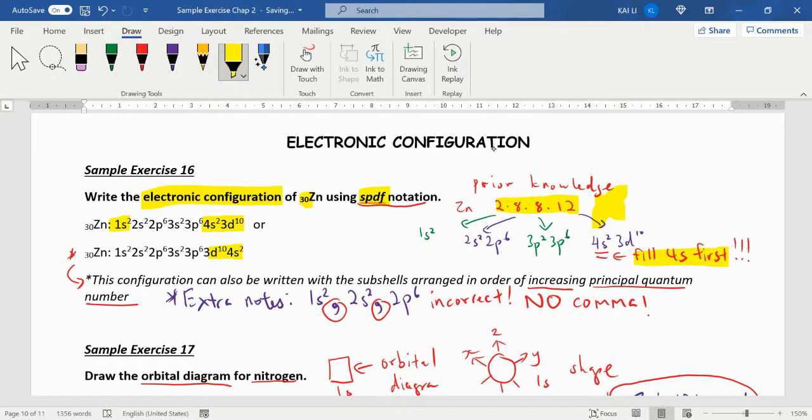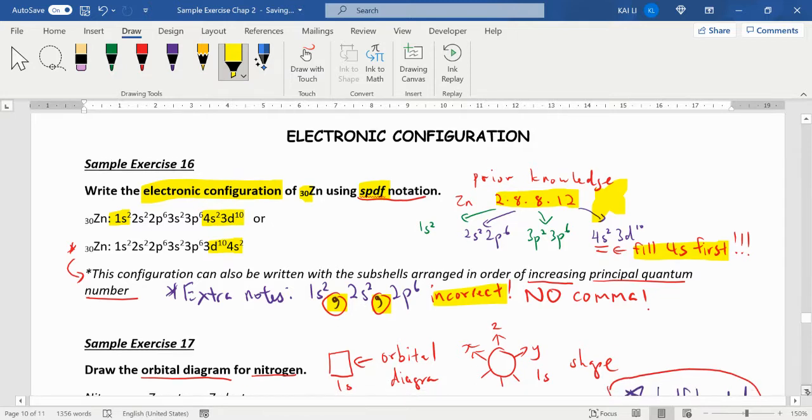Then next one is students tend to like to write comma. Okay, you cannot write comma. It is incorrect. There is no comma when you write SPDF notation.